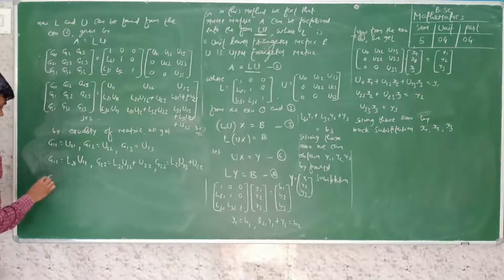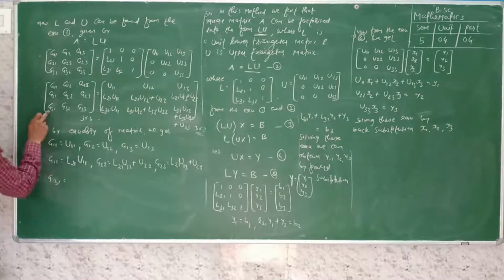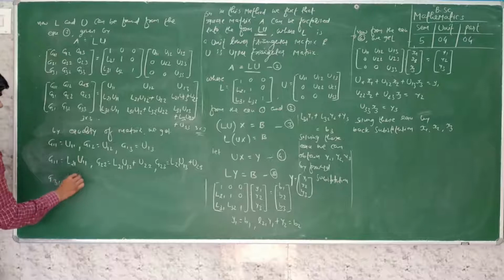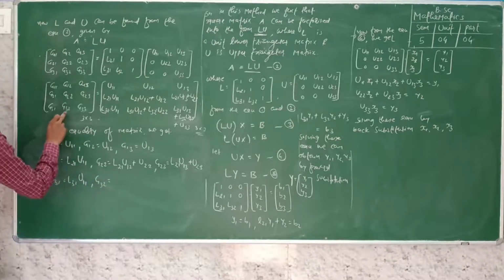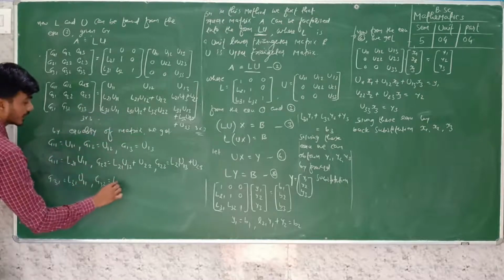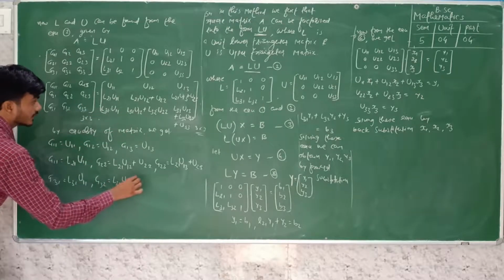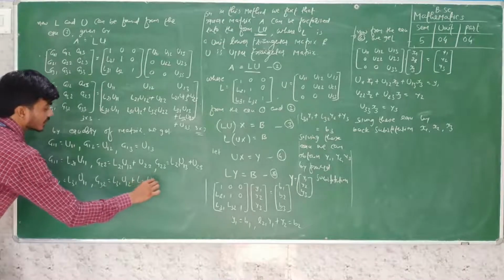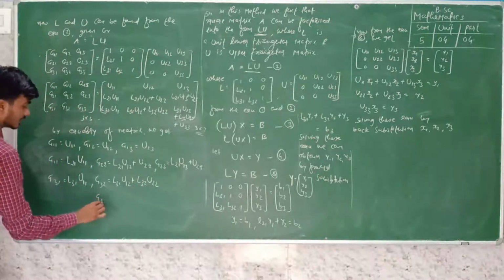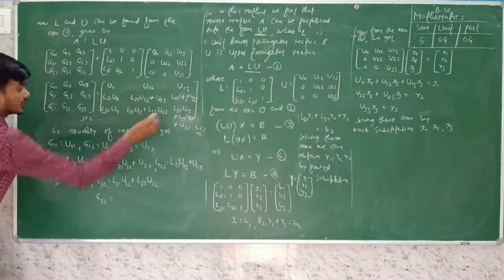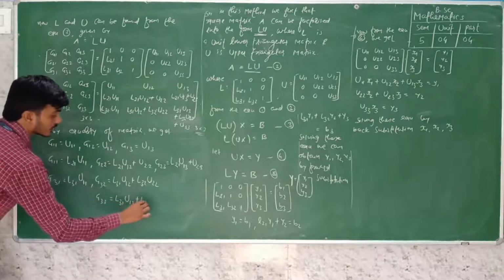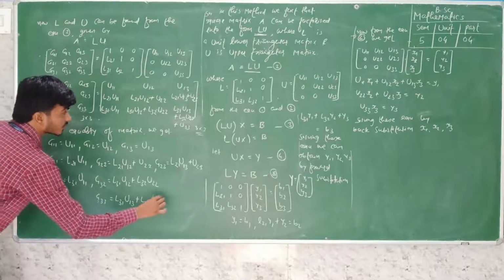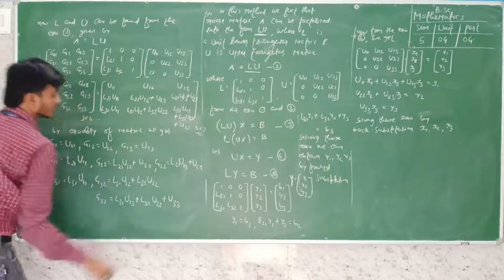Third one: A31 is equal to L31 into U11. A32 is equal to L31 into U12 plus L32 into U22, and last one, A33 is equal to L31 U13 plus L32 U23 plus U33.